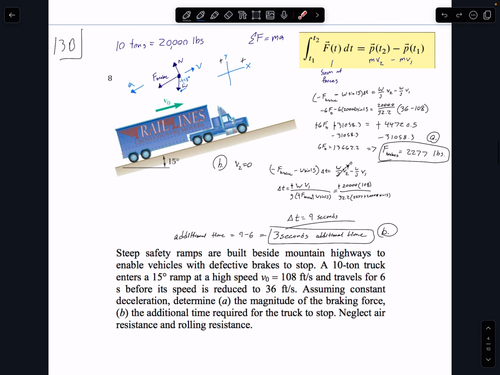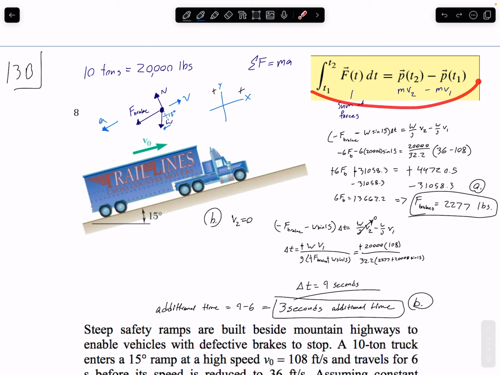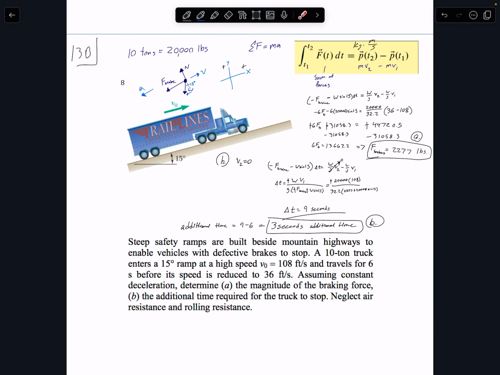Now we move on to part B, or the momentum part of it, and we use this equation a lot. It's important to note that momentum is equal to kilogram times meters per second. But problem number 8: we have steep safety ramps built beside highways to enable vehicles with bad brakes to stop.